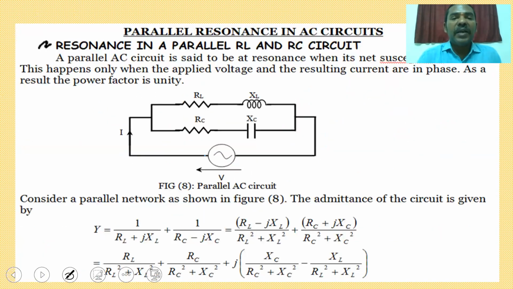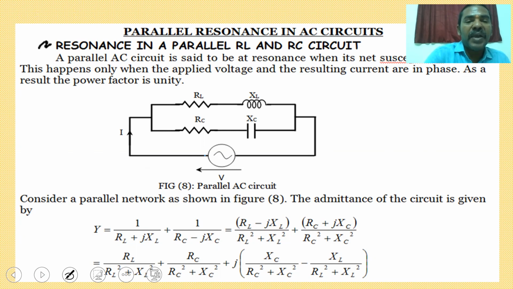Then coming to the parallel resonating circuits. These are divided into three categories. One is an RL-RC parallel circuit, another one is a generalized parallel circuit, and the last one is a dual of the RLC series circuit. One by one you can go for the calculations of the frequencies. Here, in the first case, RL and RC are connected in parallel.